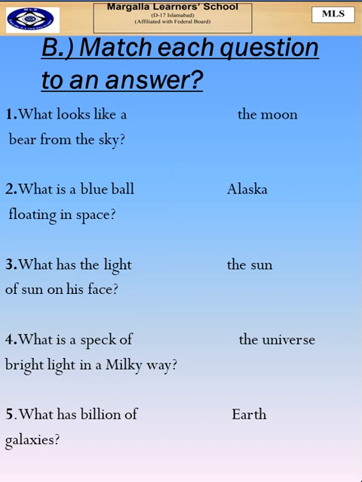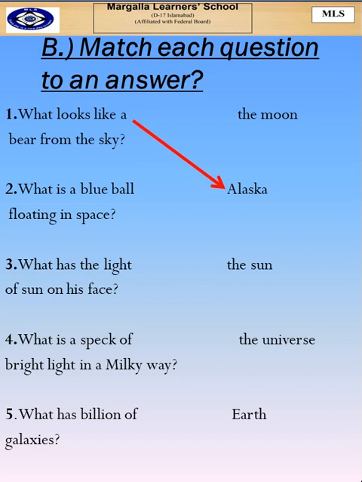Okay, so the next question is about match each question to an answer. Questions are mentioned with the options right ahead of them. We have to choose the correct answer. What looks like a bear from the sky? The options are moon, Alaska, sun, universe, Earth. The correct option is Alaska.